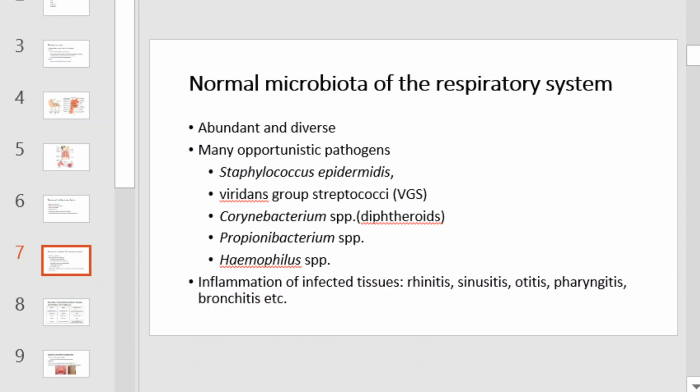The normal microbiota of the respiratory system are abundant and diverse. There are many opportunistic pathogens that, as I mentioned before, could potentially colonize the respiratory system, but are actually considered normal microbiota. They include Staphylococcus epidermidis, viridans group Streptococci, Corynebacterium or diphtheroids, Propionibacterium species, and Haemophilus species. Inflammation of infected tissues can cause rhinitis, sinusitis, otitis, pharyngitis, and bronchitis.